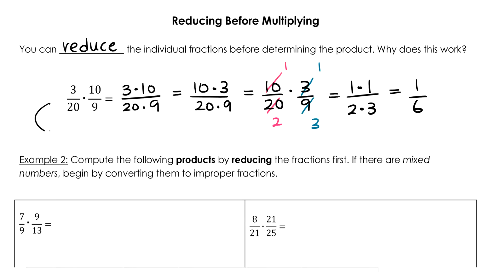Now, if we'd solved this the more traditional way, without reducing, we'd have 30 over, holy smokes, what even is 20 times 9? 180. Which, of course, you could reduce because both the numerator and denominator are divisible by 30.